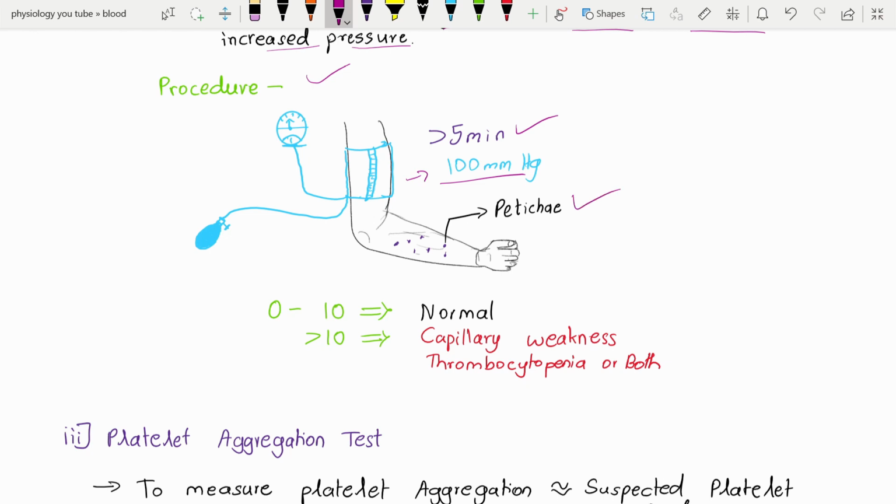These are the lesions on the skin that happen due to the increased permeability of the capillaries. If petechiae appear less than 10, then it is said to be normal. If they are more than 10, then there might be capillary weakness or the increased platelets, or it may be both.